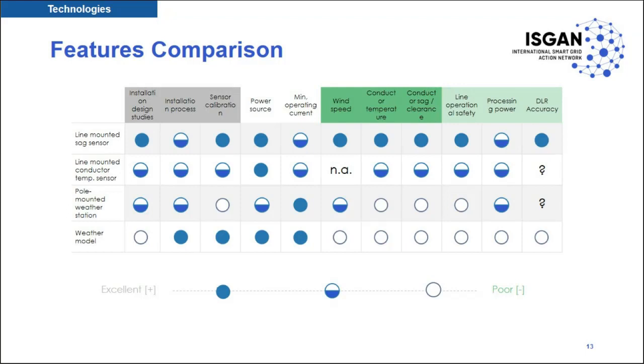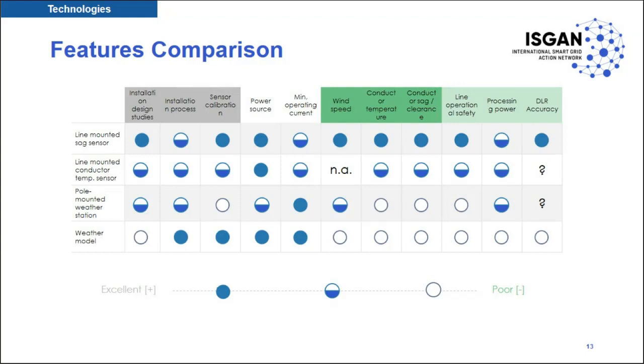Do we need to calibrate the sensors? What about the power supply? So all the practical implementation aspects are important features that you have to consider if and when you start a dynamic line rating program. After that, you have to be conscious of what you can get in terms of measurements, field data. Again, I repeat, the most important after the line condition itself, sag or clearance, is the wind speed.